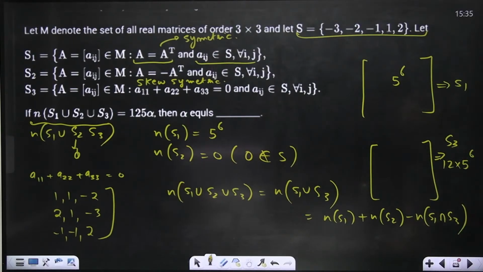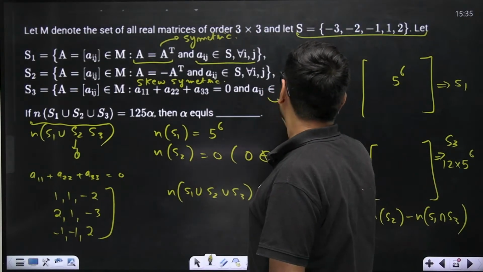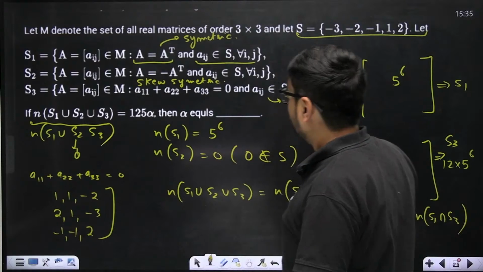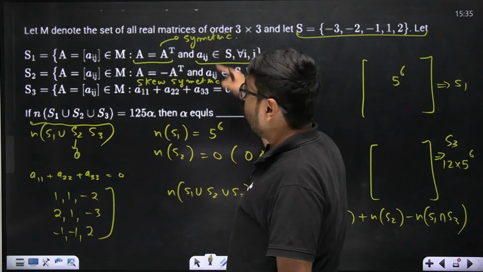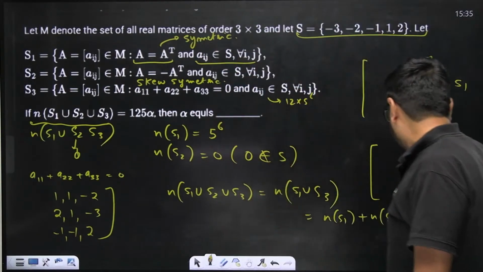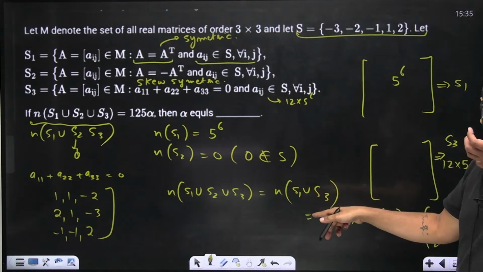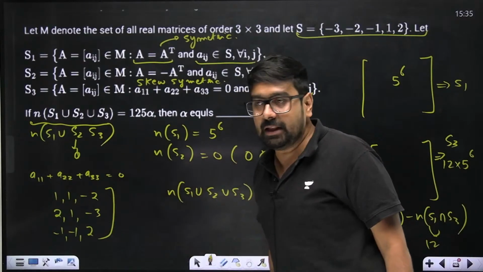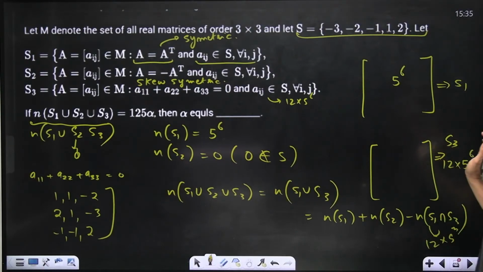What was S3? S3 came out to be 12 into 5 to the power 6. Right? Which cases will make it symmetric also? 5 to the power 3 cases will make it symmetric. So 12 into 5 to the power 3. S1 intersection S3 means that its diagonal element sum should be 0 and it should be symmetric. That means 12 methods to make the diagonal element equal to 0, and for making it symmetric, 5 to the power 3. Only these we can fill.